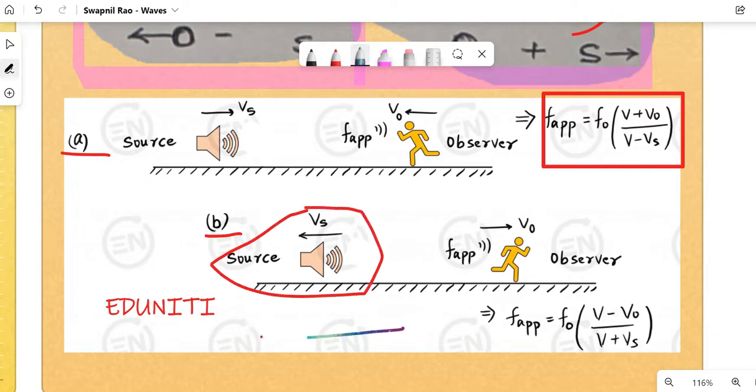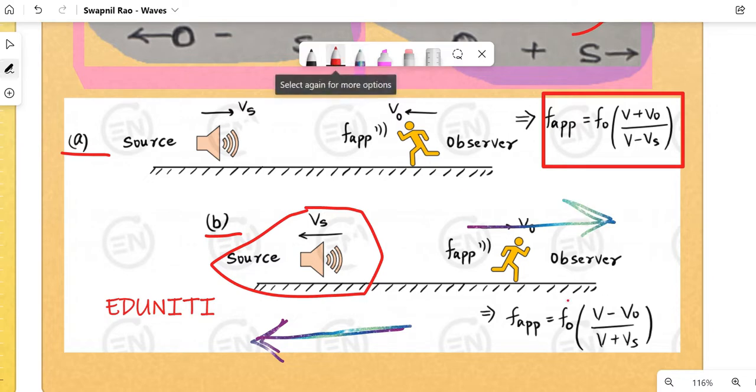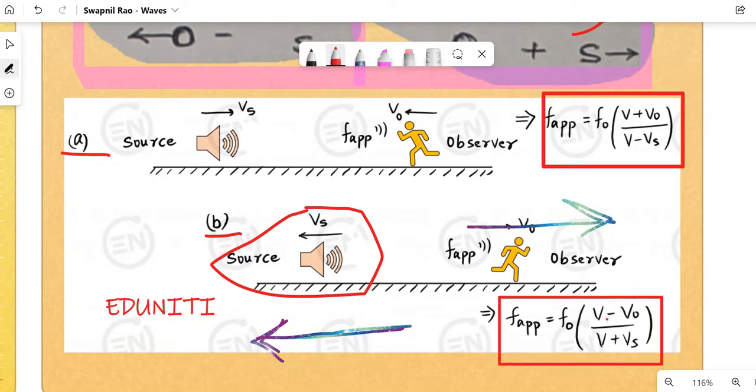Now the sound is moving like this. As you can see, Vs is now in this direction, which means the speaker is set to the other side. So Vs is like this. And over here, if you see, the observer is moving like this. So now let's write the formula together. I'll put a box around it.